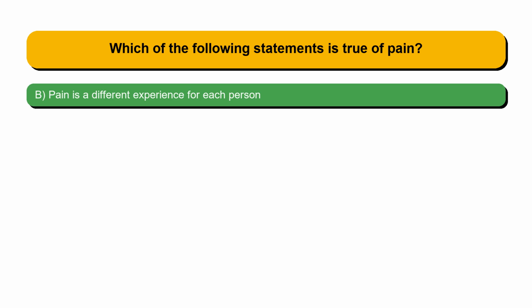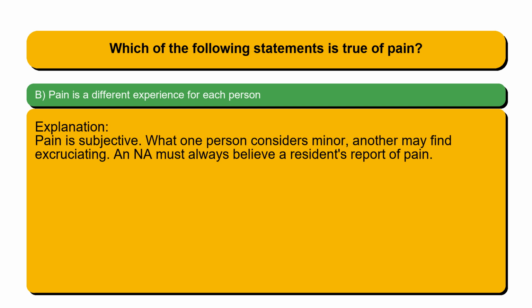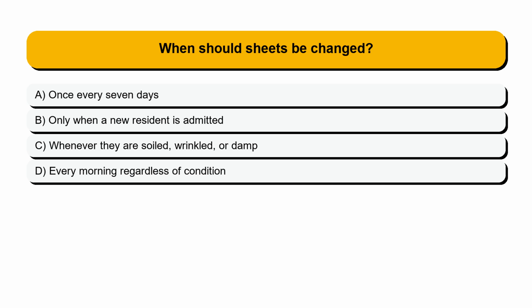The correct answer is option B. Pain is a different experience for each person. Pain is subjective. What one person considers minor, another may find excruciating, and NAs must always believe a resident's report of pain. Question 42. When should sheets be changed?